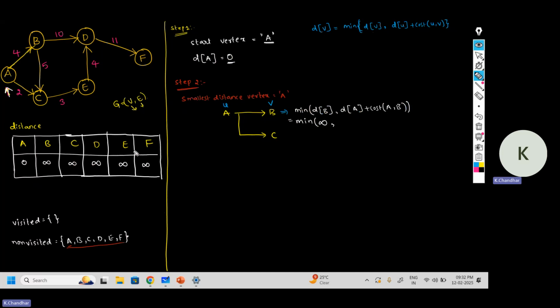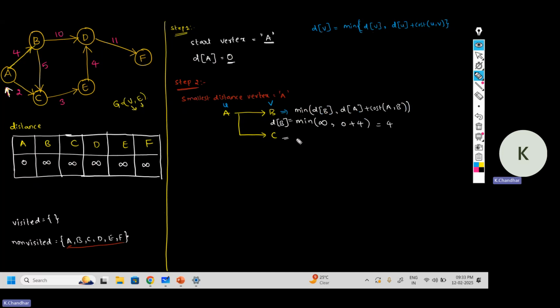Next, what is the distance at A? 0. Plus cost between A comma B is, what is the cost between A comma B? 4. So from this, which one will you pick? Either infinite distance is the best one, or 0 plus 4, which means 4, is the best one. 4 is the best one. For which distance do you need to write? Distance at B. Distance at B needs to be updated with the minimum value from these two. So from these two, it is 4. So this is going to be assigned to distance at B.